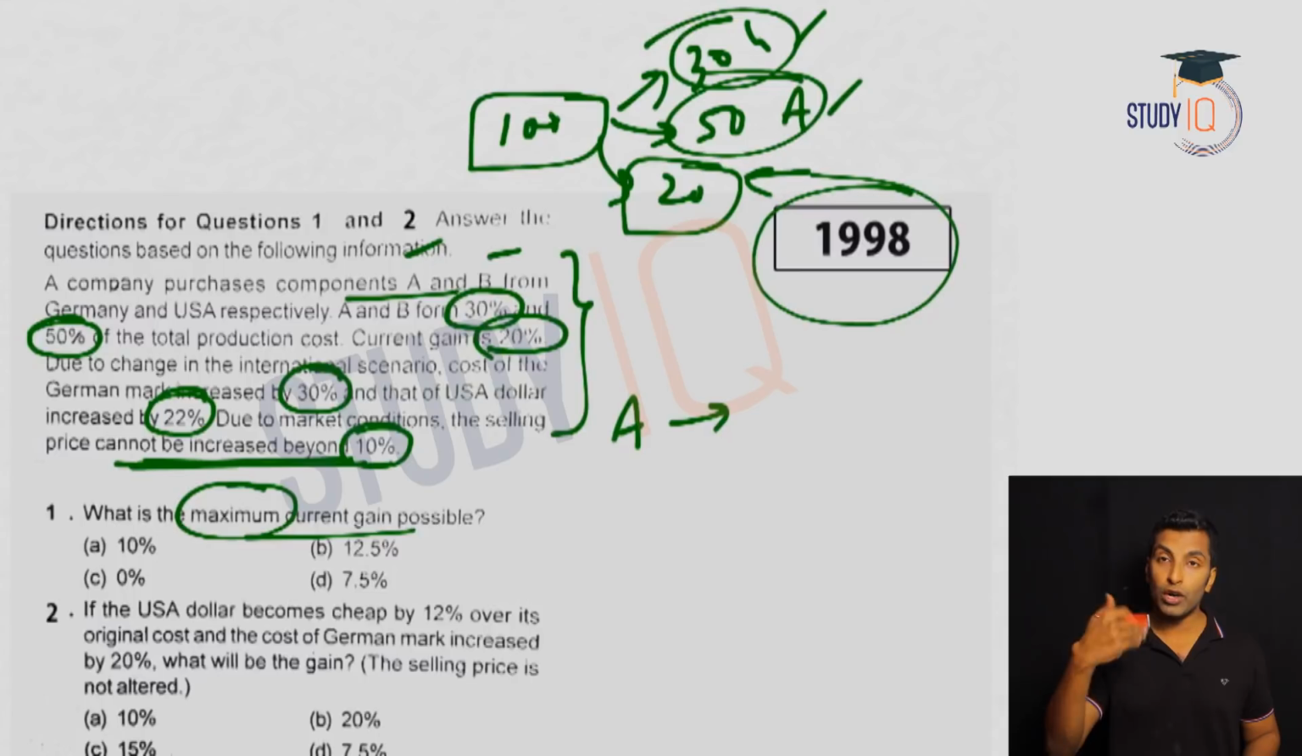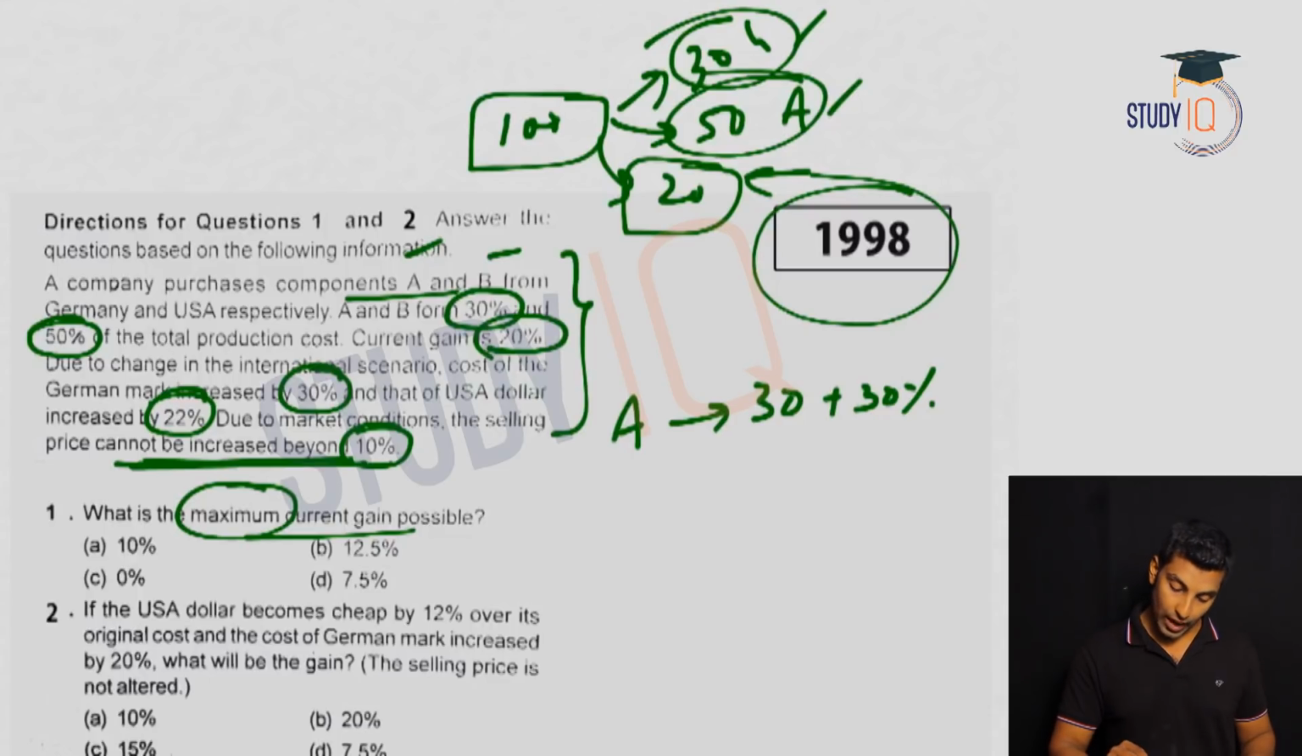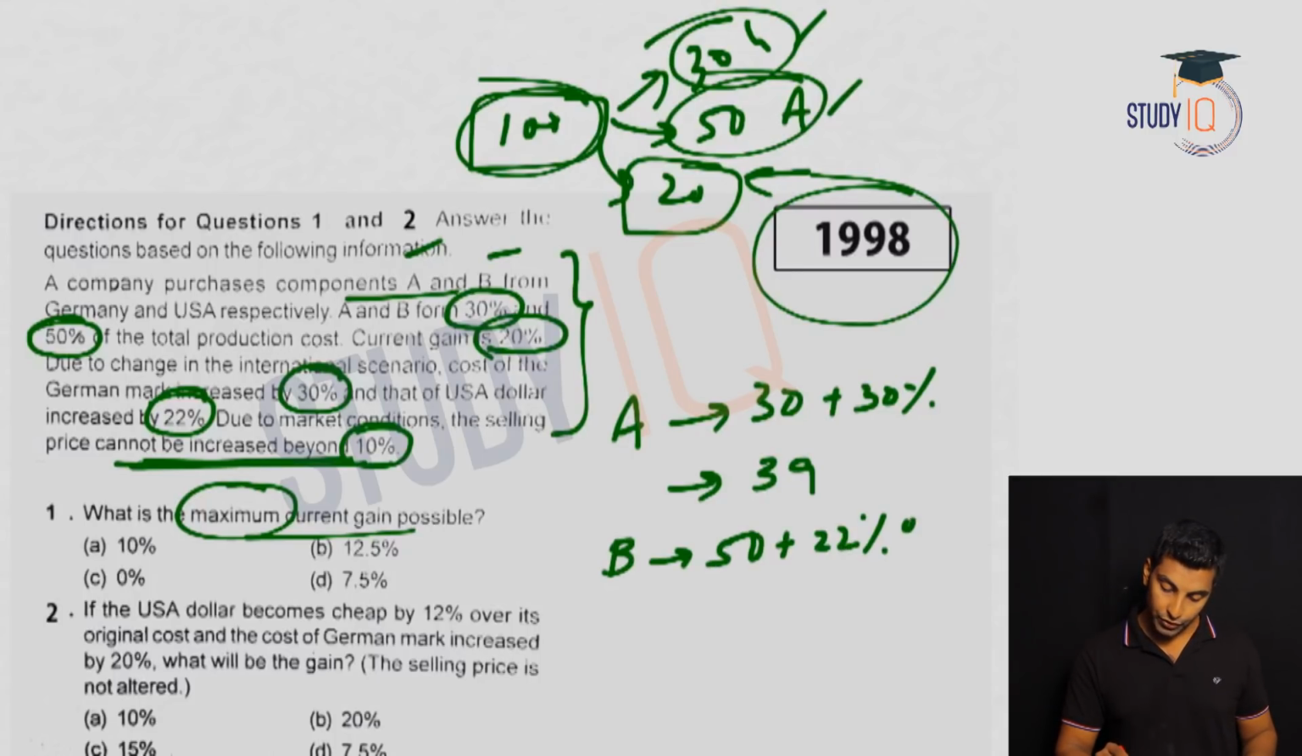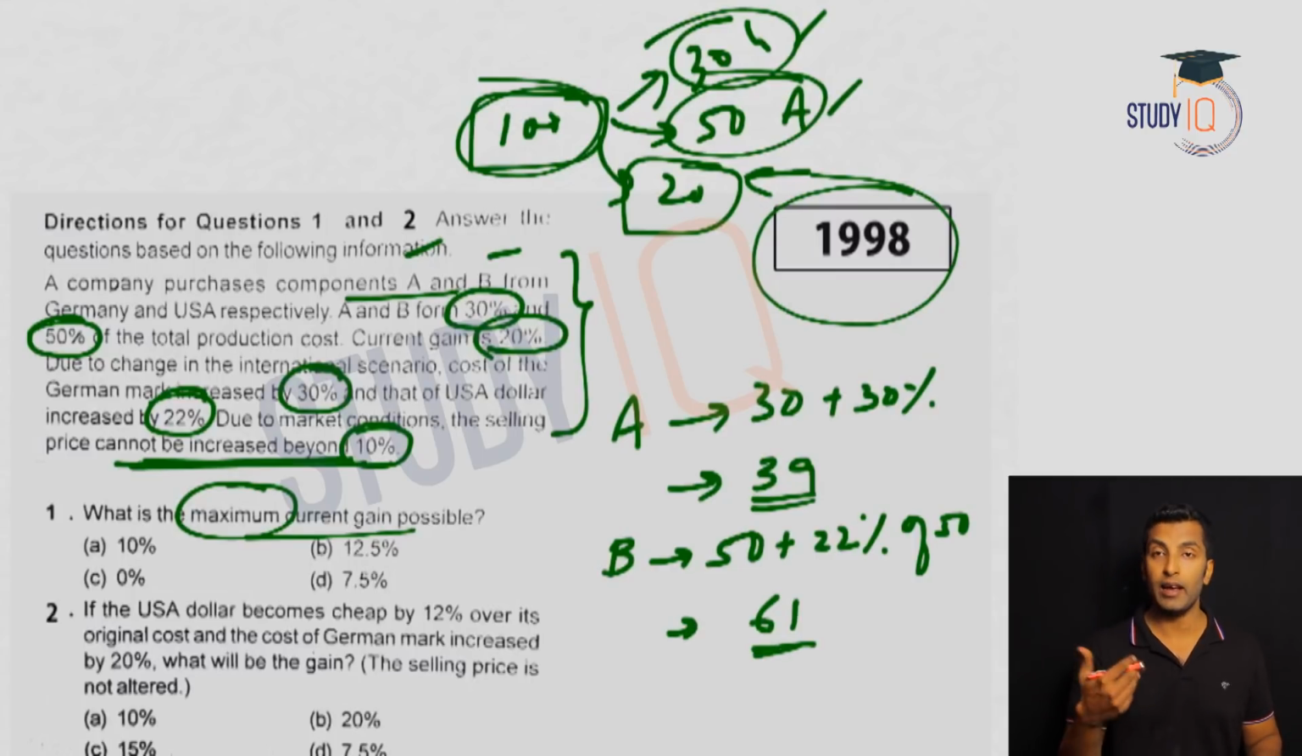Okay, so the new cost will be, if you look at A, what is the change? 30% increase. So 30 plus 30% increase on 30. So A will change from 30 to 39. So initially it was, let's suppose 100. Now A alone will be 39. What about B? That is 50 plus 22% of 50, right? So 22% of 50, if you see, that is 61. So A alone is 39, B changed to 61. But this 20 remained the same.